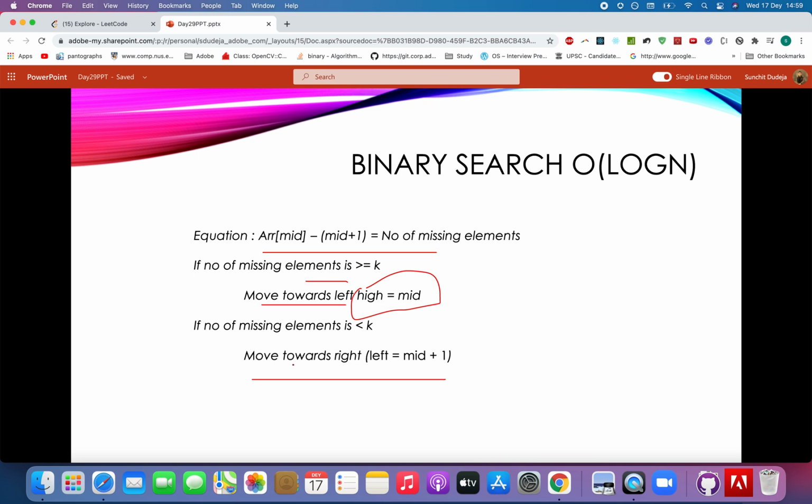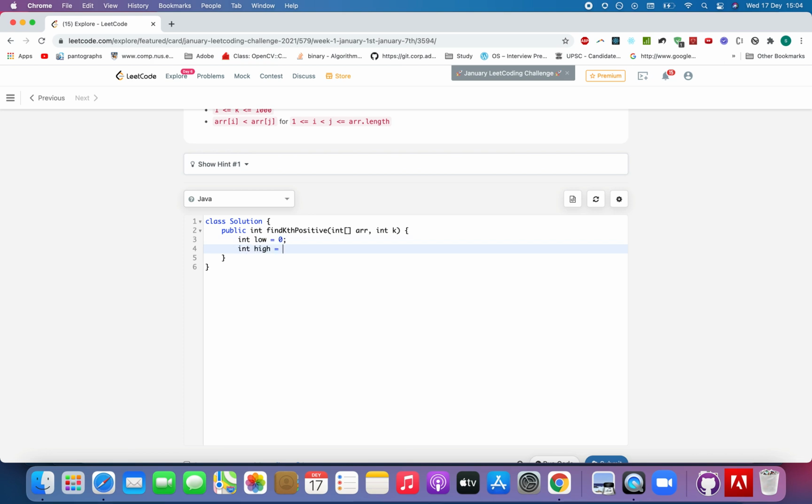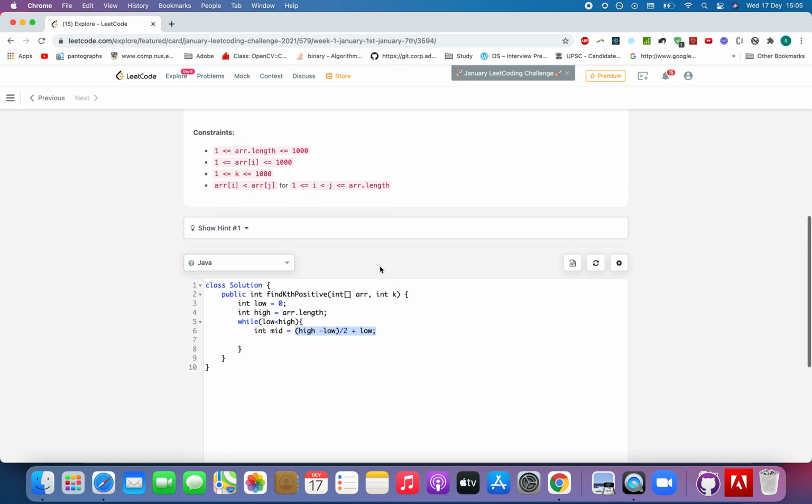Let's quickly code it up. Low is 0 and integer high is equal to the length of the array, and as long as low is less than high, we don't breach this condition. Let's calculate the middle point. Midpoint equals high minus low by 2 plus low. Standard way of writing, so as to avoid overflow, although it is not possible in this case because we are given the upper and lower bounds, but still it's good practice to write it this way.